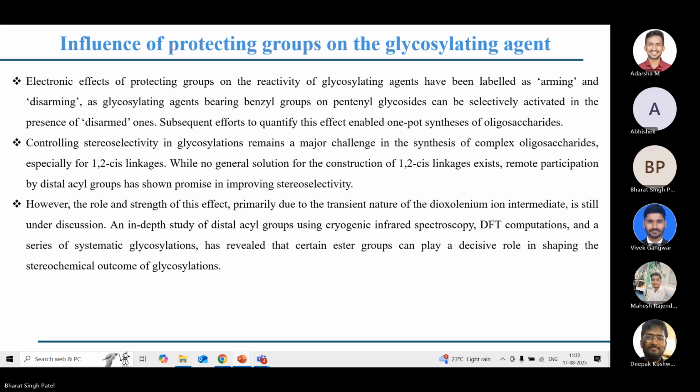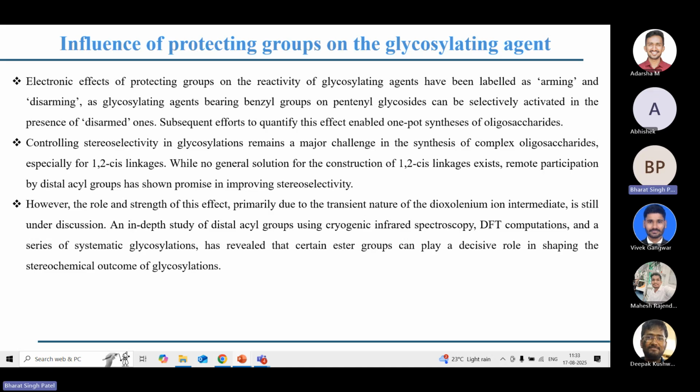Electronic effect also matters in glycosylation. Like if you have an ether group, that will increase the electron density of the ring and arm the sugar, and that can be activated under very mild conditions.